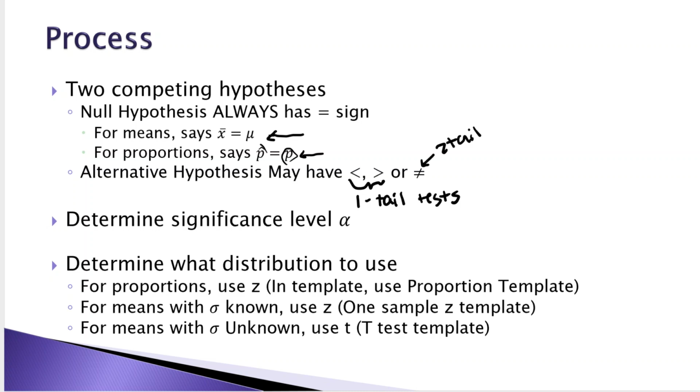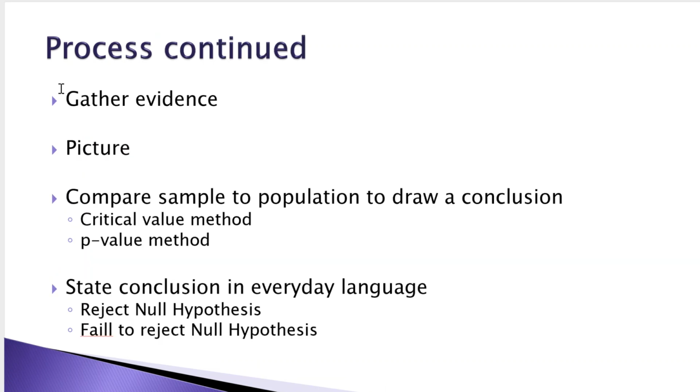Just like last week, if we're working with proportions, we're going to use a Z, and in the template, we're going to use the proportion template. For means, it depends on whether we know the sigma or not. If sigma is known, we're going to use the Z, the one sample Z template. If sigma is unknown, we're going to use the t-test template. Or we can do these by hand. Alex also steps you through doing it by hand, and I'll do this both ways so that we can compare. All right, so let's go to the next slide and continue on with our process.